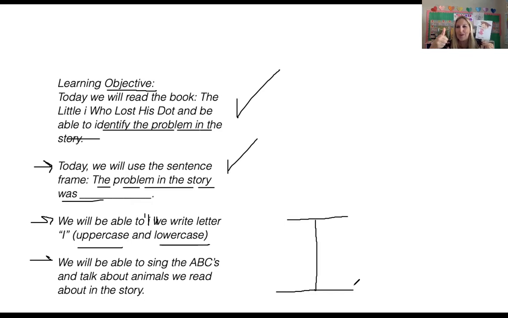Great job singing. Now Miss S is gonna not sing, and I'm gonna listen to all of you sing the ABC song. So on the count of 3, 1, 2, 3, and go.